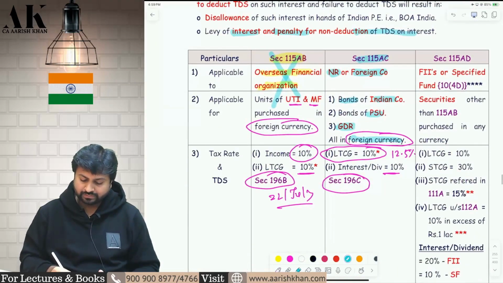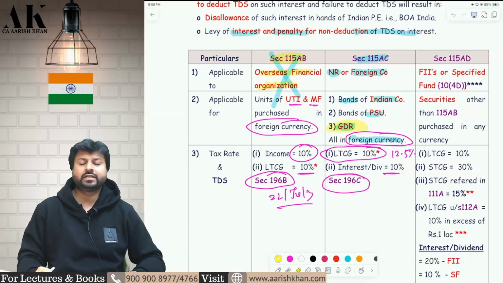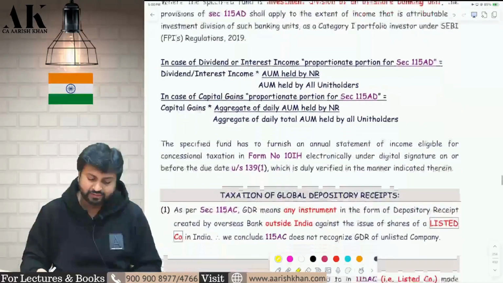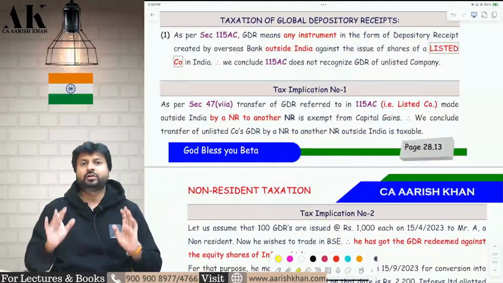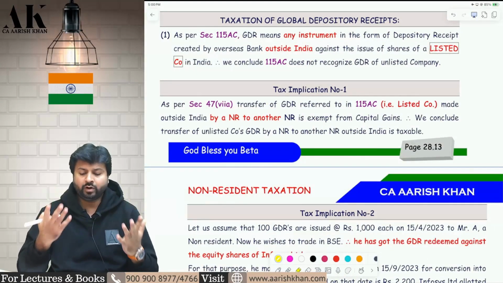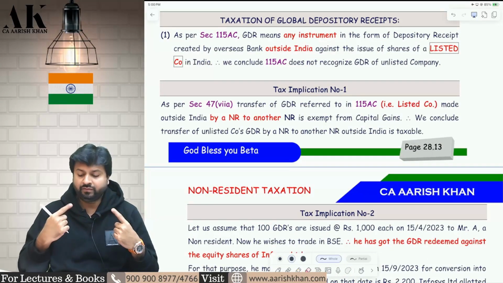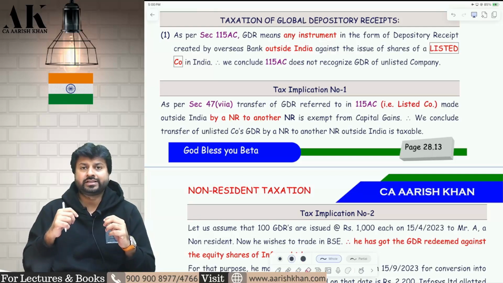Now, I would like to have a detailed discussion on one of the points mentioned over here, that is global depository receipts. I need to do a detailed analysis of global depository receipts, so I'll be talking about them in detail now. What are global depository receipts and what are their tax implications? There are three tax implications which are covered over here. Before that, I will explain what global depository receipts are.